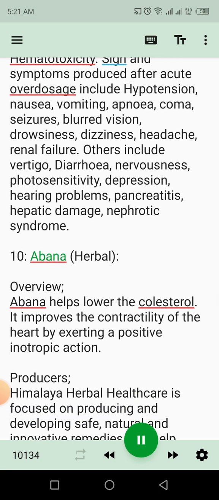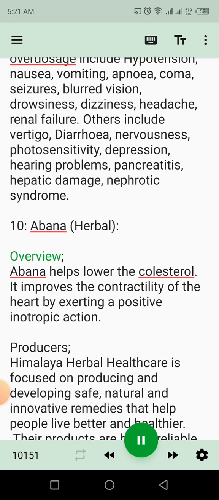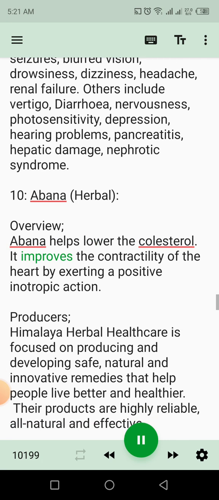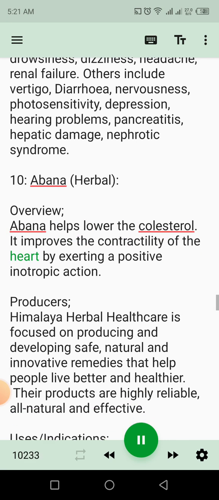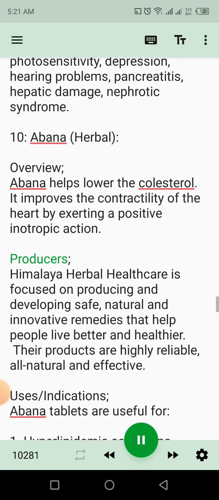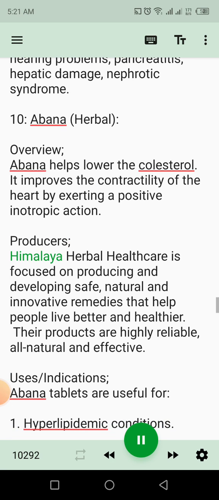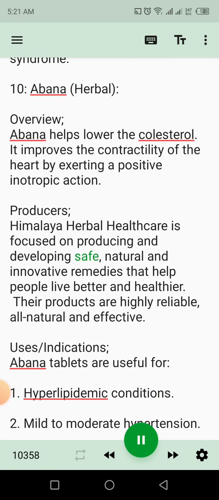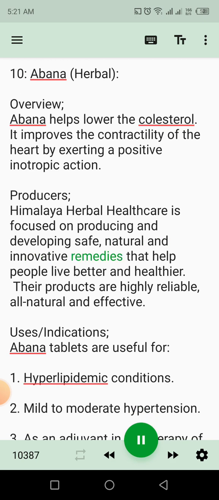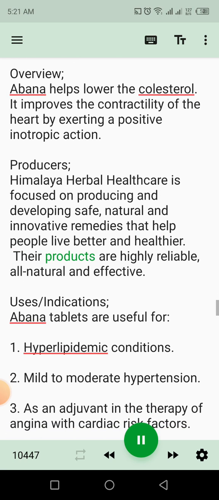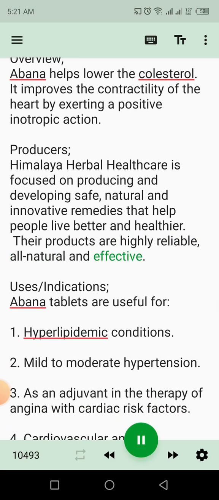10. Abana herbal. Overview. Abana helps lower the cholesterol. It improves the contractility of the heart by exerting a positive inotropic action. Producers. Himalaya Herbal Healthcare is focused on producing and developing safe, natural and innovative remedies that help people live better and healthier. Their products are highly reliable, all natural and effective.